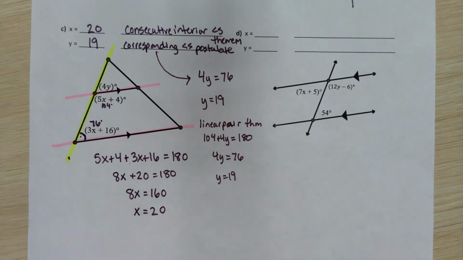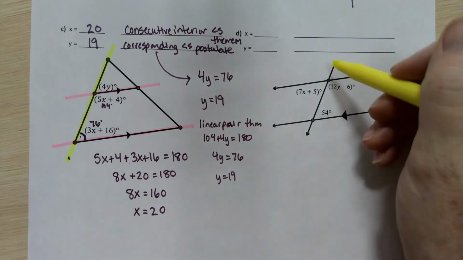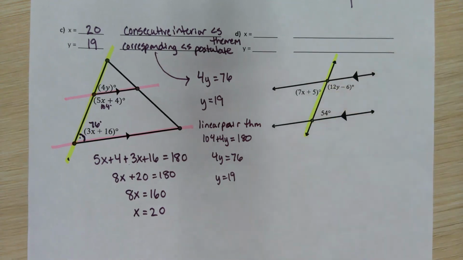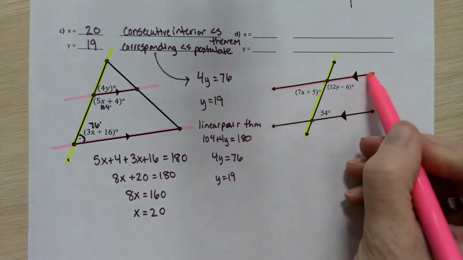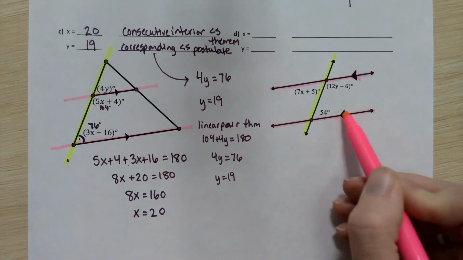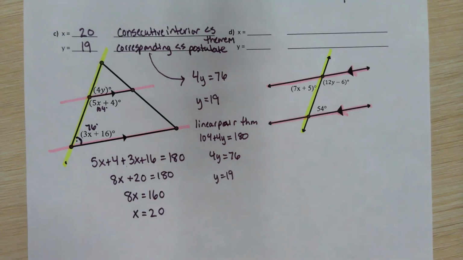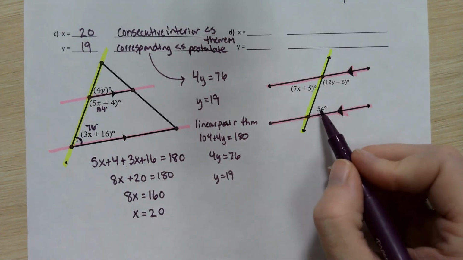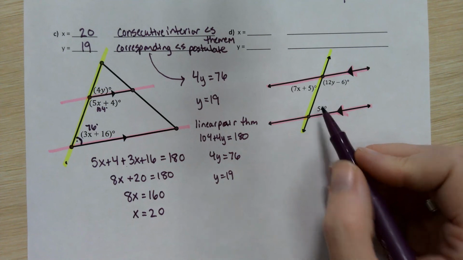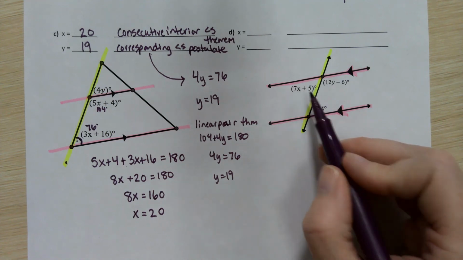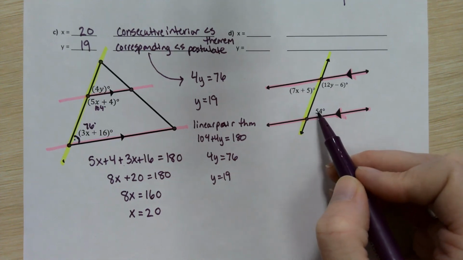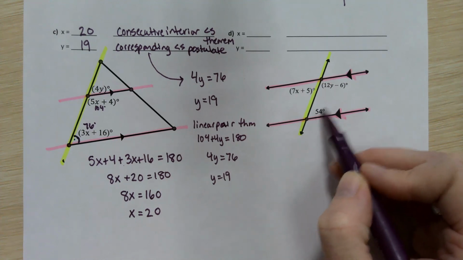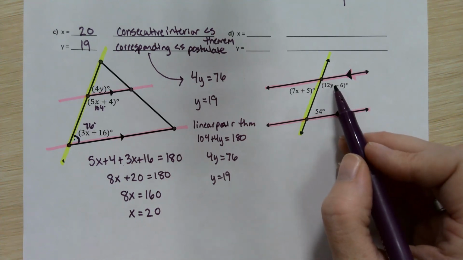All right, last one to finish out today. A little bit easier picture. Here's our transversal. And then we've got our 2 parallel lines. We can tell because they have those arrows on them. Okay. Again, we have x and y, but we also have a number in the mix. So if we're looking at x, it probably makes more sense to write an equation with the number, the value that's given, rather than the other y expression.